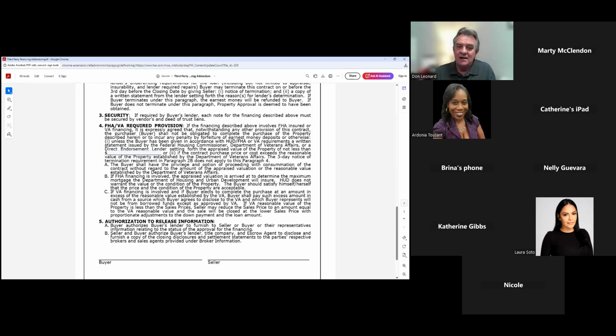Every once in a while, I see somebody put the loan amount in there. And that's not what we want. We want the actual sales price, because what is this saying? If the property does not appraise for the amount of money that is stated in that blank, the buyer is not obligated to complete the purchase. That would mean even if the seller agrees to lower the price, that buyer is not obligated to complete the transaction.